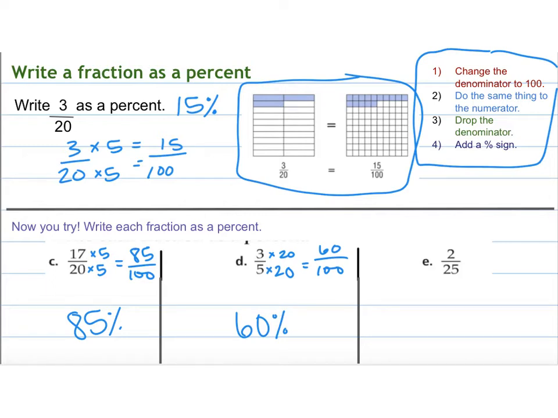Last one, 2/25ths. I know 25 times 4 is 100. So I need to multiply the top by 4. 2 times 4 is 8/100ths. So that would be 8%. If I told you that you ran 8 out of the 100 yards that you needed to run, you have run 8% of that.